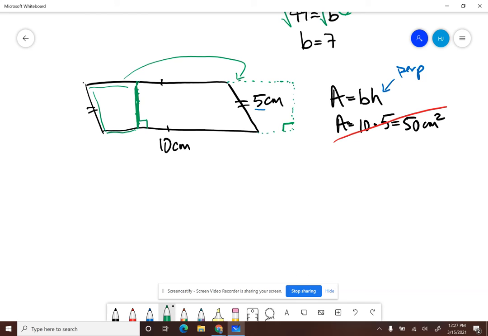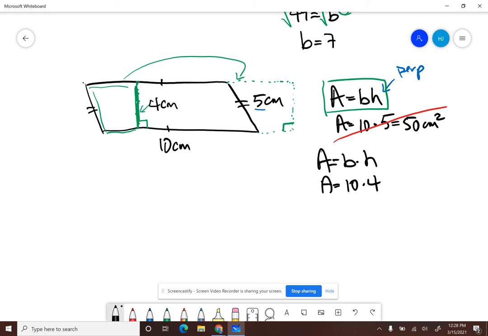So ultimately, you know what? This is the correct formula. This will work because ultimately any parallelogram can be made into a rectangle. The difference is you have to have this perpendicular height right here. So let's say, for example, that this perpendicular height is 4 centimeters. Okay, and we're just using hypothetical numbers here on this particular one. So if that perpendicular height is 4 centimeters, then I can use area equals base times height, but again, I've got to make sure it's the perpendicular height. So area would equal 10 times 4, not 5, and that would be 40 centimeters squared.